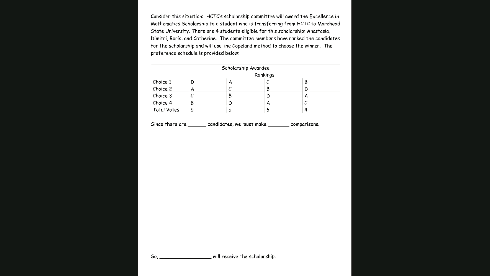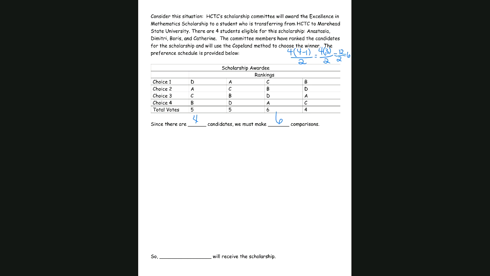So there are 4 choices this time. There are 4 candidates. So how many comparisons have to be made? Well, 4 times 4 minus 1 over 2. What's 4 minus 1? 3. So 4 times 3 over 2, that's 12 over 2, or 6. So we have to make 6 comparisons in this case.